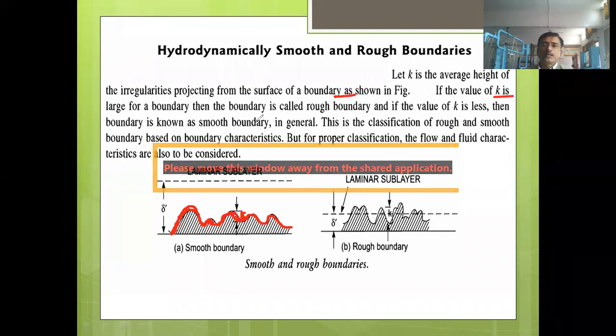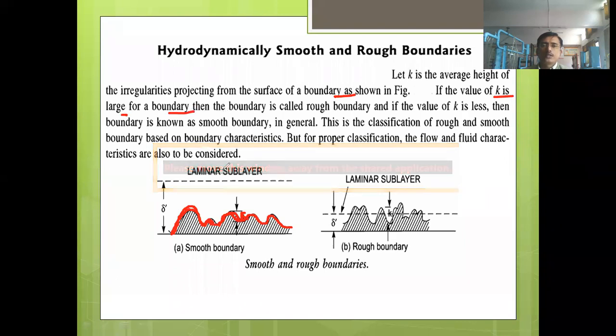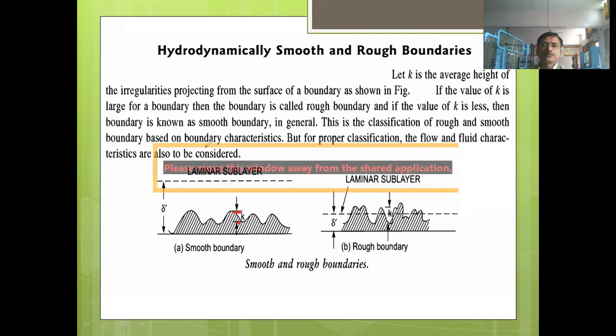If this value of k is large for the boundary, then boundary is called as the rough boundary. काय म्हटलंय? If the value of k is large for the boundary, then the boundary is called as the rough boundary, and if the value of k is less for the boundary, then it is called as the smooth boundary.